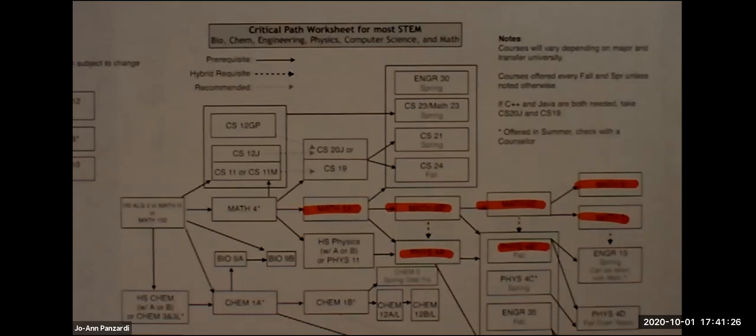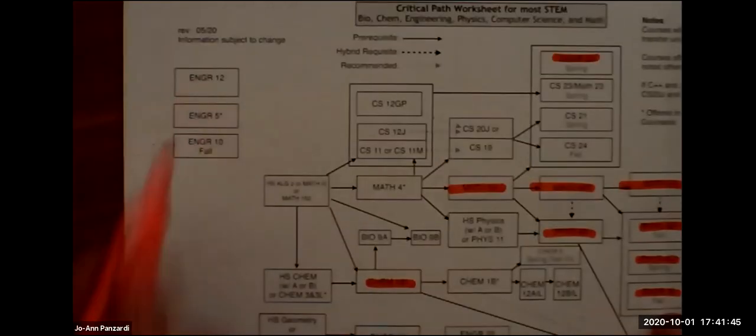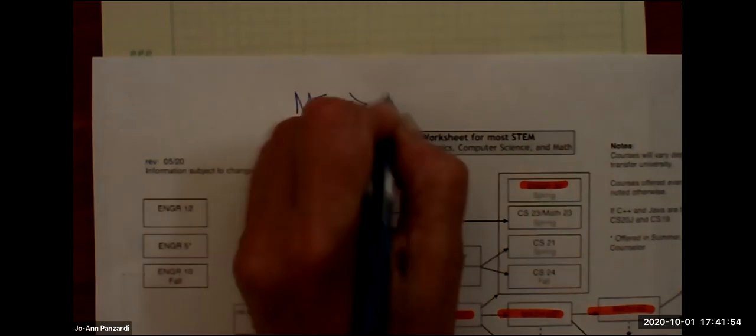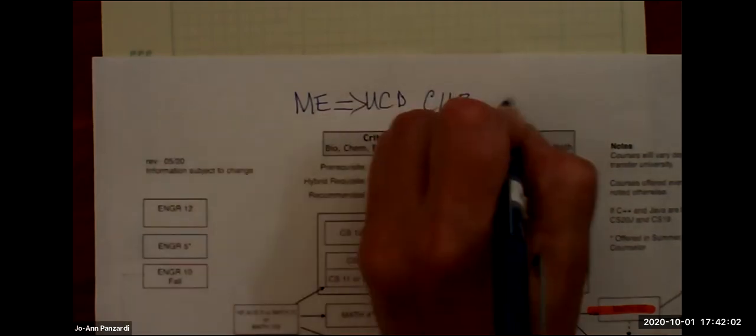Now, Boulder didn't want 4C, but Cal Poly and Davis did want it. So you're going to wind up taking 4C because you're going to apply to more than one school. You needed this. You needed this. You needed Chem 1A. You needed Engineering 30. You needed Engineering 25, 26. So for ME, if I write it at the top, ME for UC Davis, for University of Colorado Boulder, and for Cal Poly San Luis Obispo, these are all the courses I need.